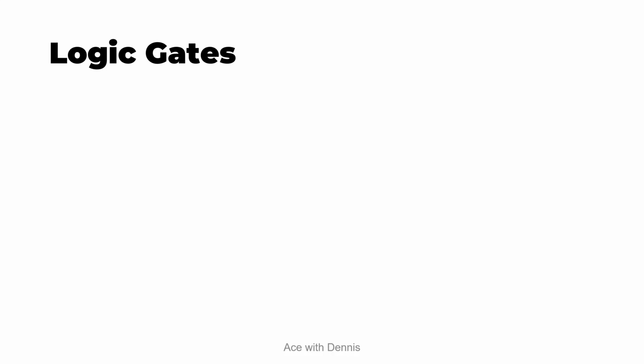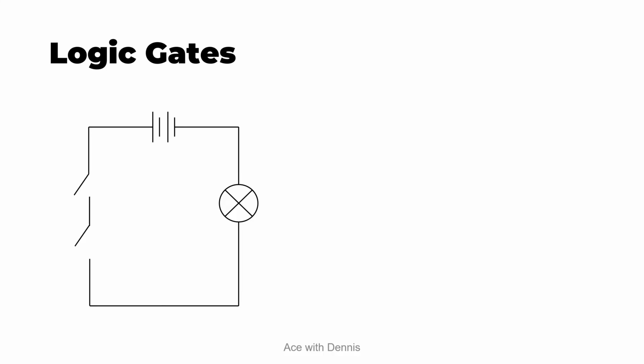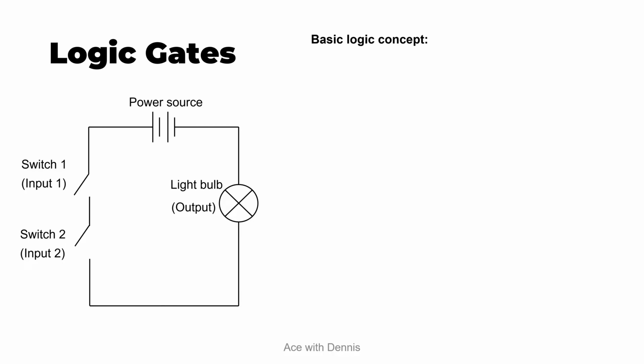Let's discuss basic logic concept. This circuit is made up of a power source, switch 1 which acts as input 1, switch 2 which acts as input 2, and a light bulb which acts as output. These components are connected in series. Here is the basic logic concept.